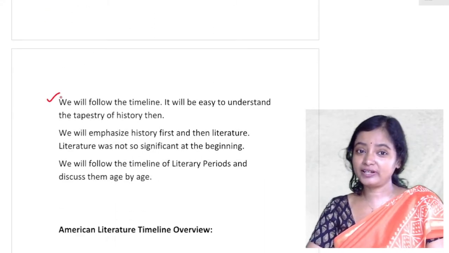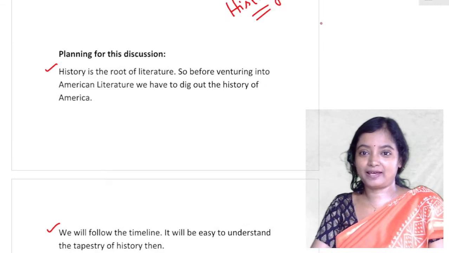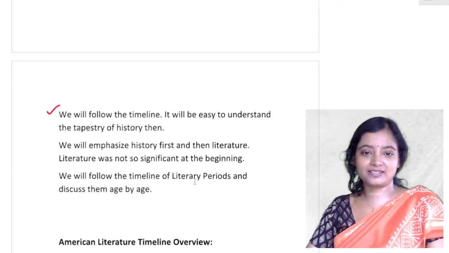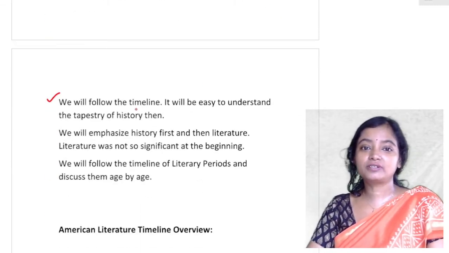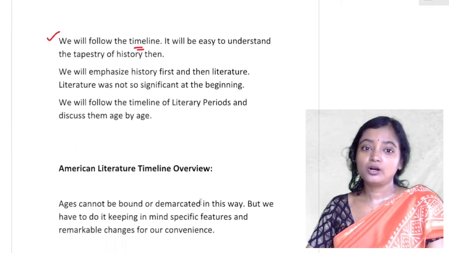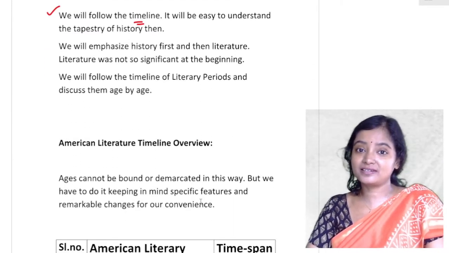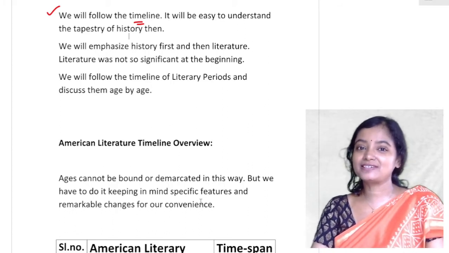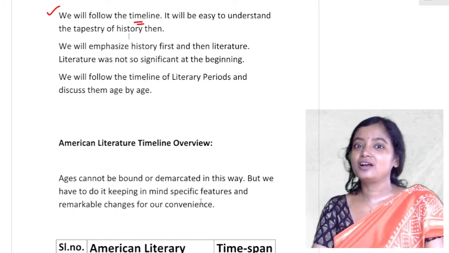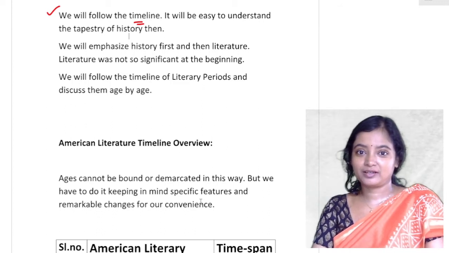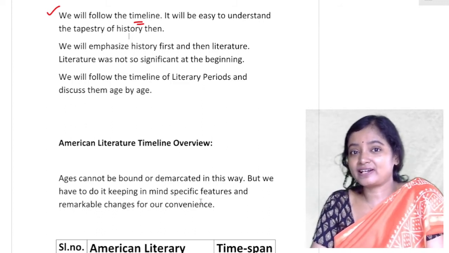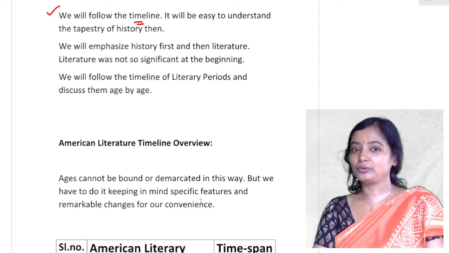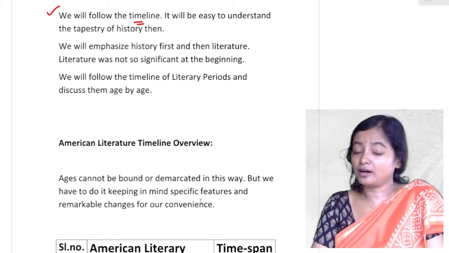So how will we read? This is our plan and this is our strategy. We will read following the timeline. We will emphasize history first and then literature, because history was first and literature developed later. And literature was not so significant at the beginning. So at the beginning, we will discuss the history more elaborately.